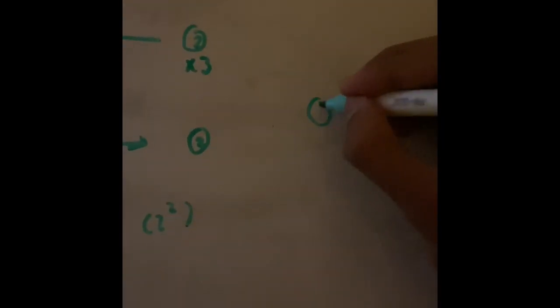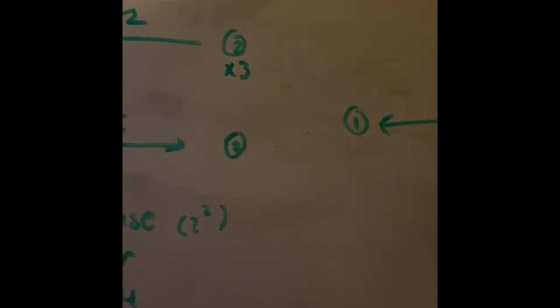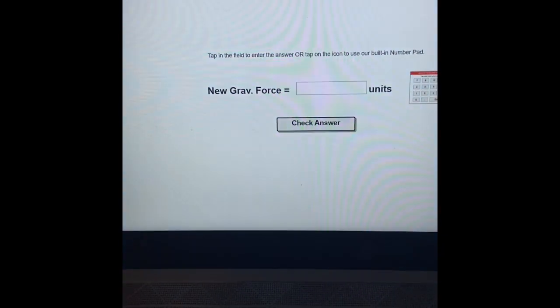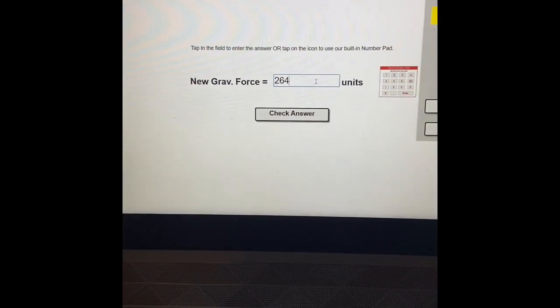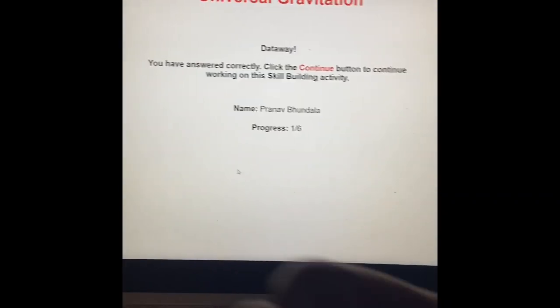So the new gravitational force between objects 1 and 2 is 264. Let's check this out. My mistake, it's 864. That is the correct answer.